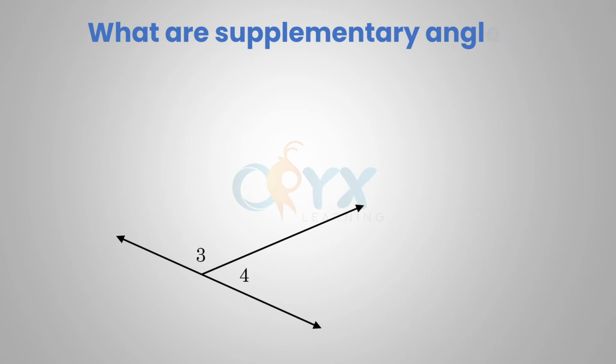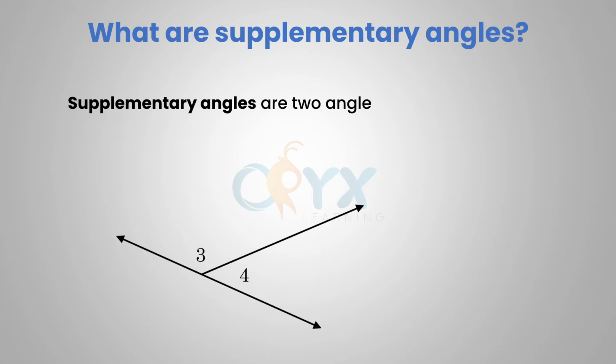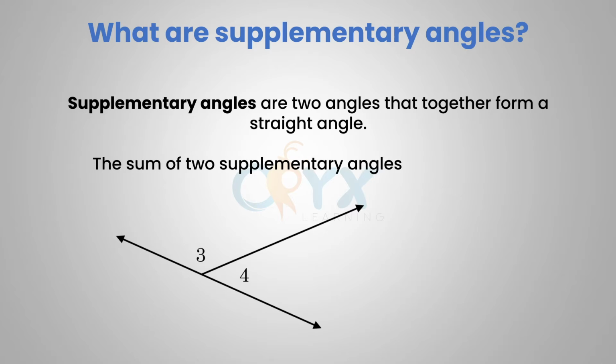What are supplementary angles? Supplementary angles are two angles that together form a straight angle. The sum of two supplementary angles is 180 degrees. So as we can see in the diagram, angle 3 and angle 4 form a straight line, or 180 degrees. Angle 3 plus angle 4 equals 180. Therefore, angle 3 and angle 4 are supplementary angles.